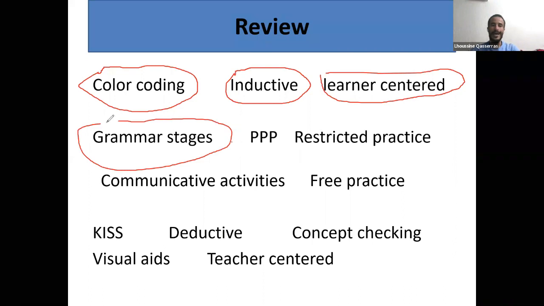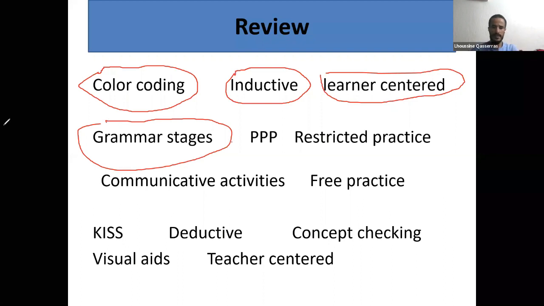Now, grammar stages. My question: give me the major grammar stages. How many? Major, three, very good, PPP: presentation, practice, production. Now, details, what are they? How many? What do you think? Building interest, what else? Seven, Sara said seven, good. Building interest, modeling, concept checking, highlighting the form or the use, highlighting the structure, practice, restricted practice, free practice, report back.